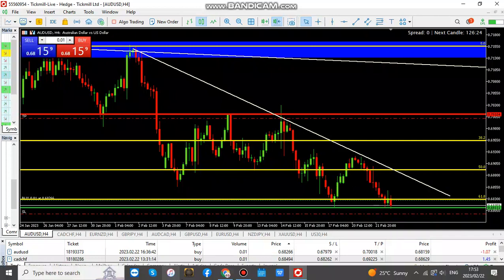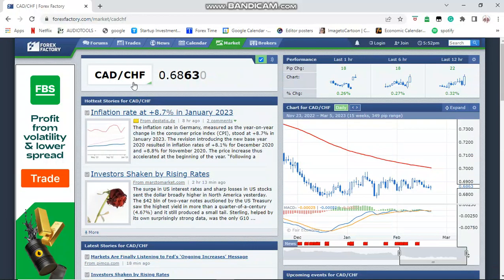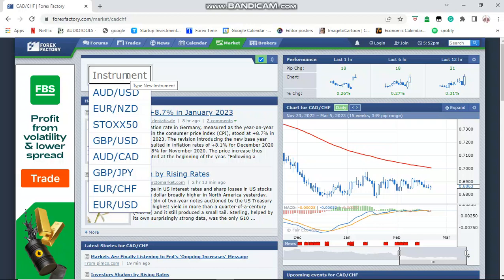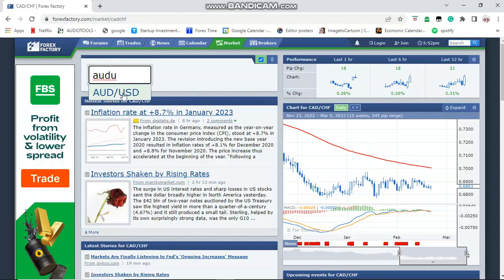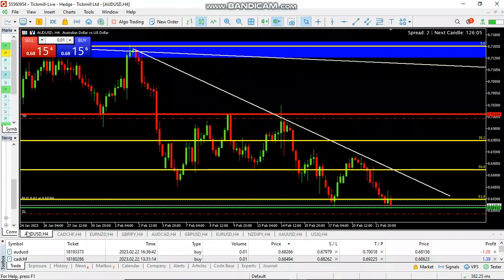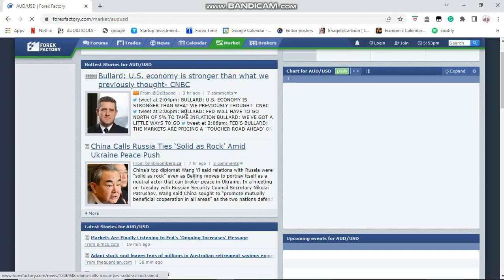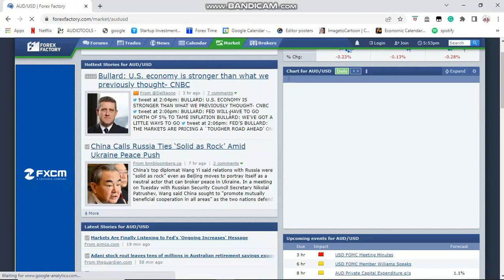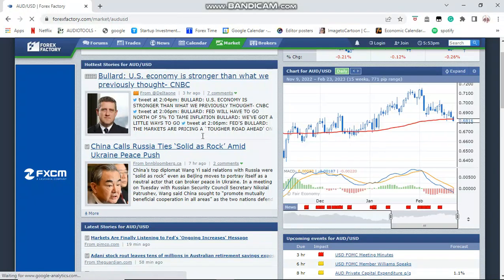But also, let's go to the Aussie USD on Forex Factory. Let's type in there on the top. If you don't see it, you just type in AUD US, and there it is. You click on it, and it will take you to this asset. So this is the Aussie USD. You can read up here, but this is just the important news about the pair that you're working with. Read what the stories are for Aussie USD.